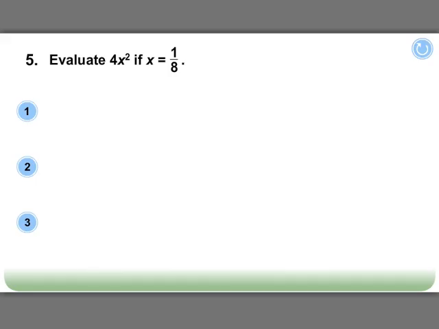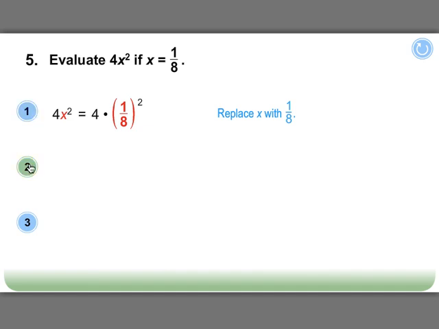Oh goodness, now we've got evaluate 4x squared if x equals 1/8. Now remember, we've got to read it like this: 4 times x squared. Okay, so we know we have to do the exponent first, so we're just going to substitute out the x and put in the 1/8 in its spot. And we put it inside parentheses just so that we can make sure the exponent goes to all of 1/8 and not just to the 1. Okay, that's why the parentheses are put in there, just to help keep yourself organized.